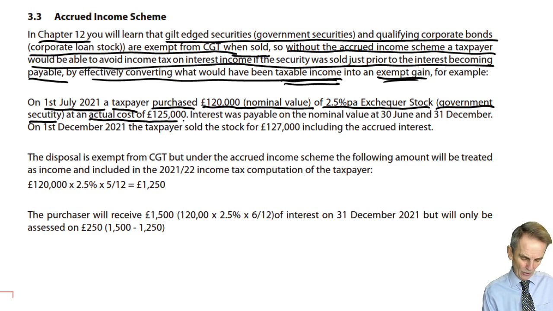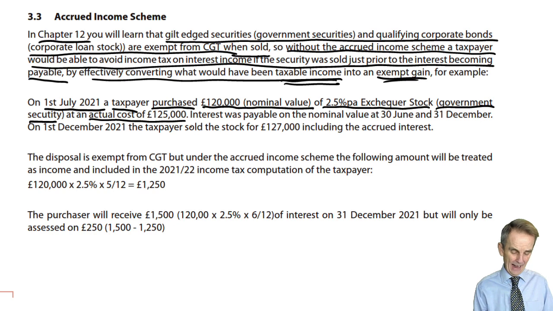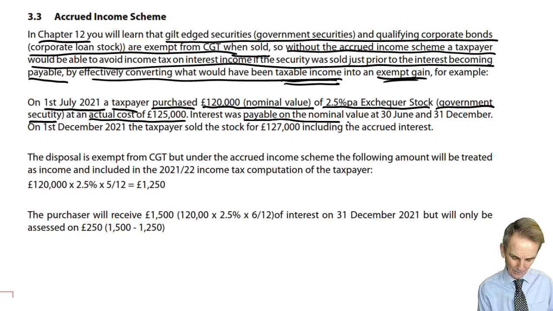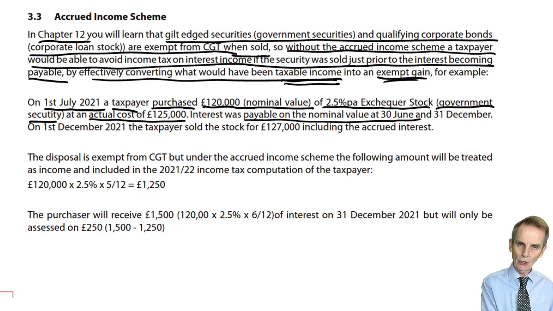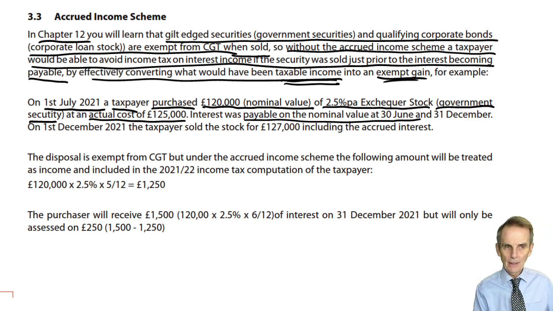Now, that actual cost of £125, it's not relevant for tax purposes here, but it would have reflected any accrued interest that existed. Now, it wouldn't have existed because interest was payable on the nominal value. We always pay interest on the nominal value of a security, not on its market value. You may ask, why would the market value be other than the nominal value? Well, here, because of this issue of accrued income, but also the fact that this is a marketable security.